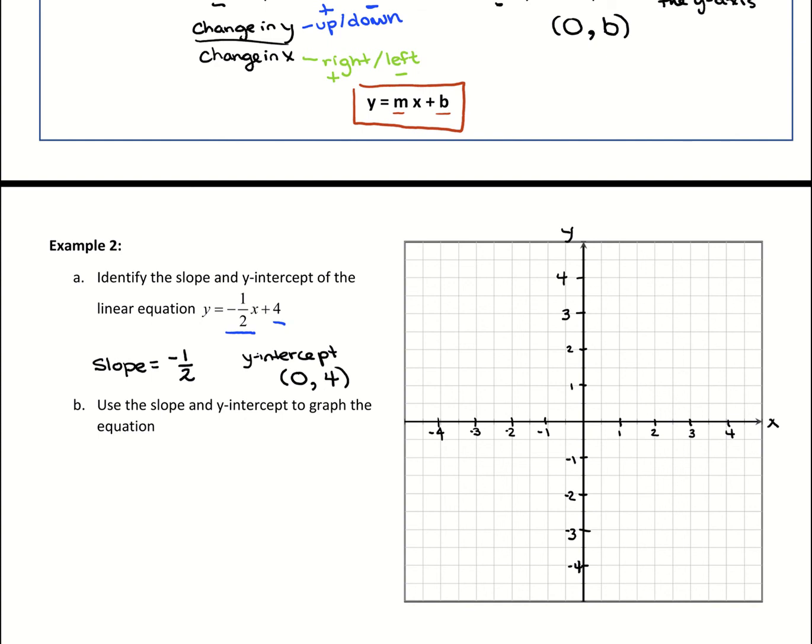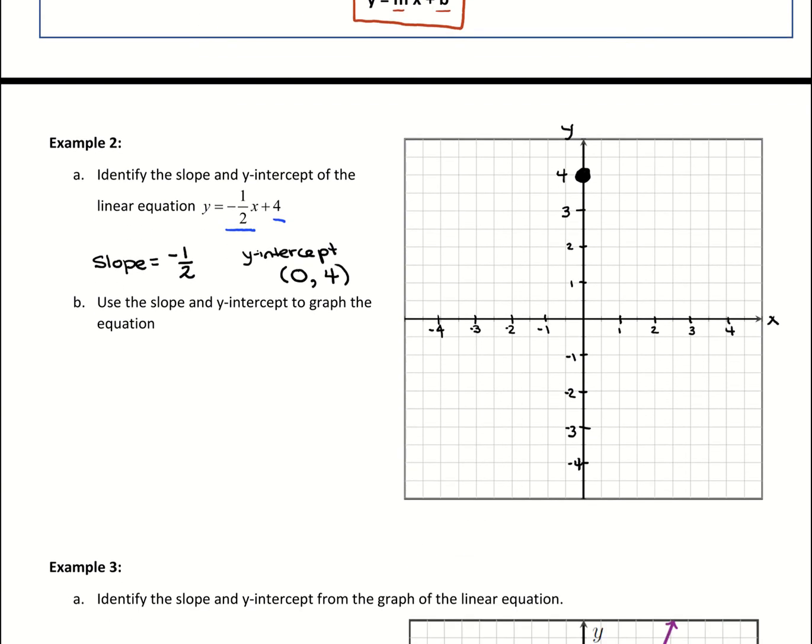So using those 2 values to make a graph, what we want to do is start with the y-intercept, because that's giving us a coordinate. So we can immediately go and graph our point (0, 4). Then what the slope does is it gives us a map to follow in order to get a second coordinate out. So if we look at our slope, let's put it as negative 1 divided by positive 2.